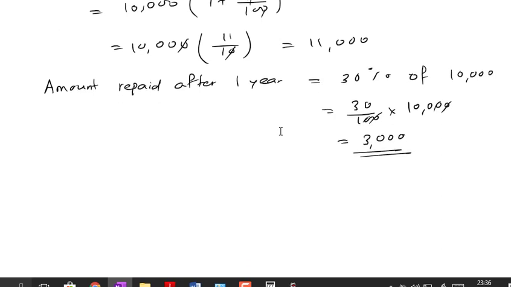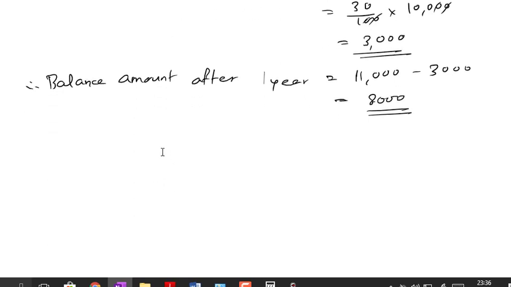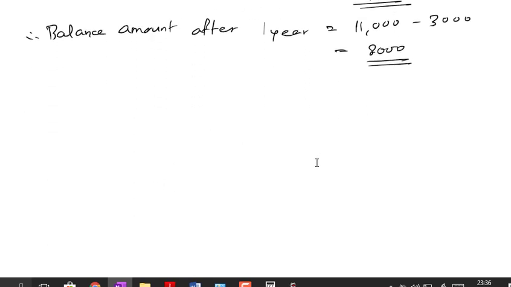So balance amount after 1 year will be 11,000 minus 3,000. So this gives me 8,000 rupees. So this is the balance amount after 1 year. Now after 1 year 8,000 is balance. This 8,000 will become principal for second year.